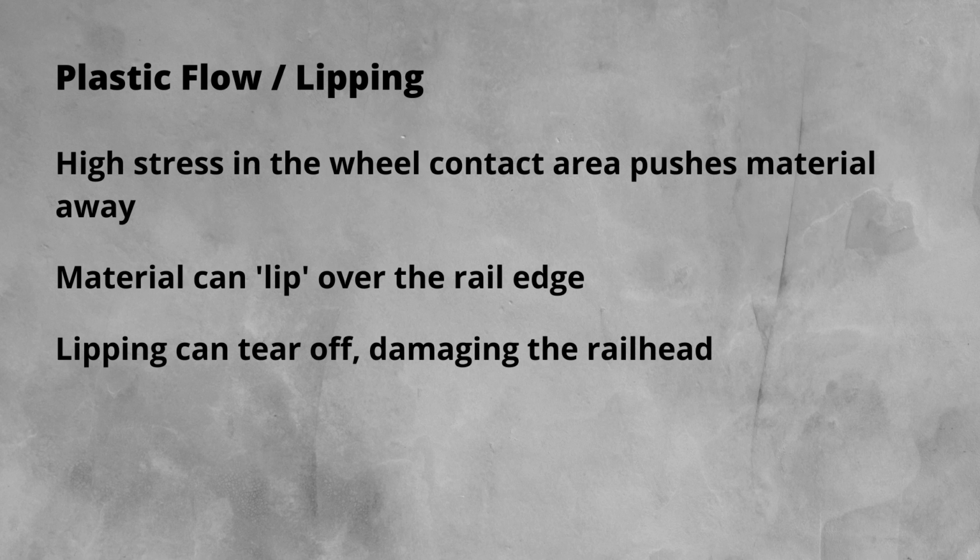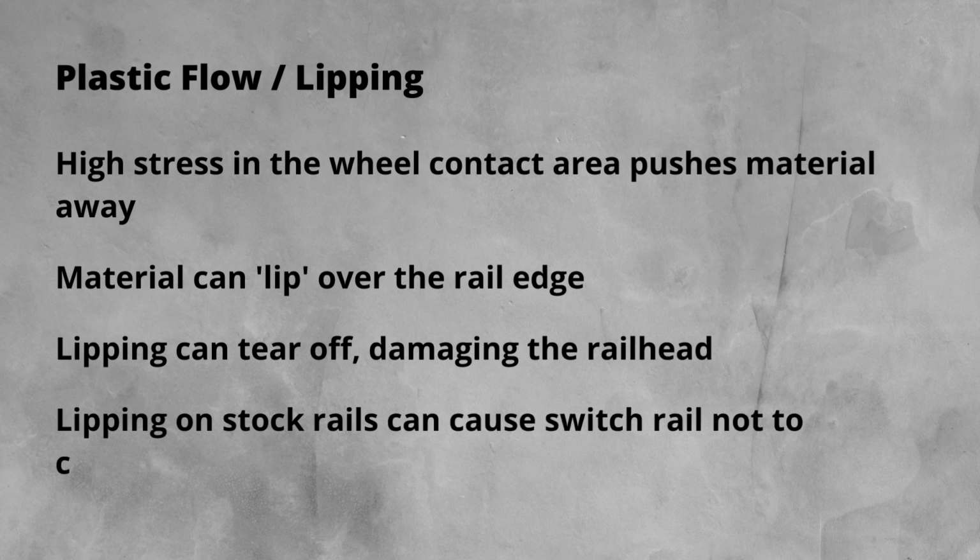The other area where lipping can cause issues is within switches. Lipping of the stock rail can cause the switch rail to fail to properly close, leaving a risk of the switch being forced open and the wrong route taken. Our last external defect is corrosion.